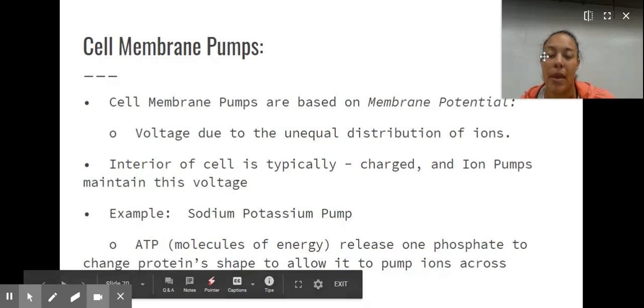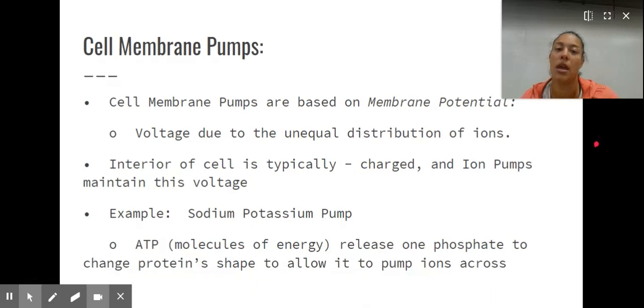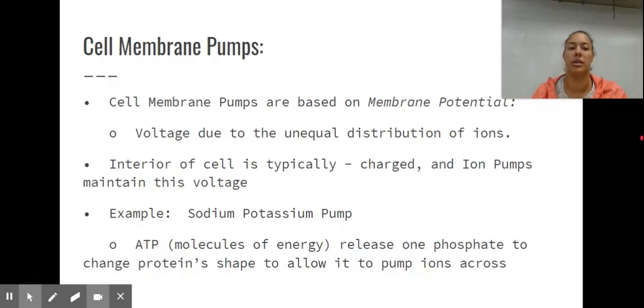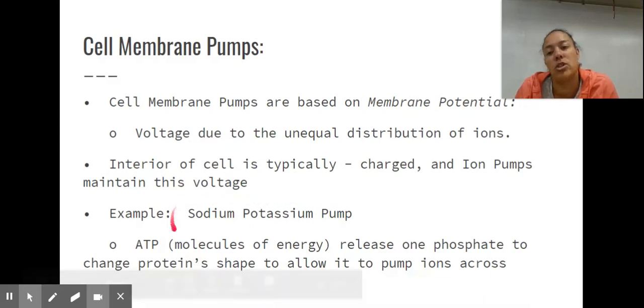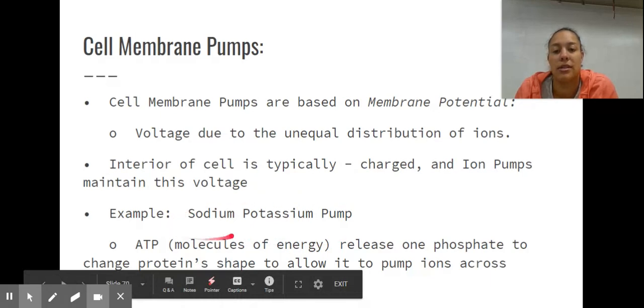So the cell membrane pumps that I was talking about are going to be based off of membrane potential, but it has to deal with unequal voltage distribution. So that means we could have some charged molecules, we have some ion pumps that will help with that. And the most common example, which we saw in the previous one, is known as the sodium potassium pump.